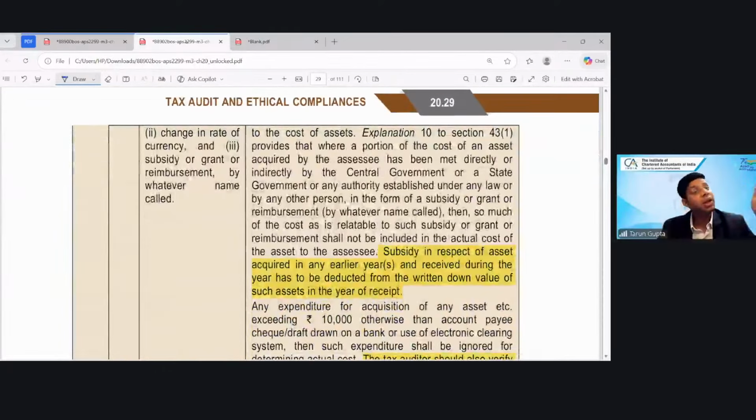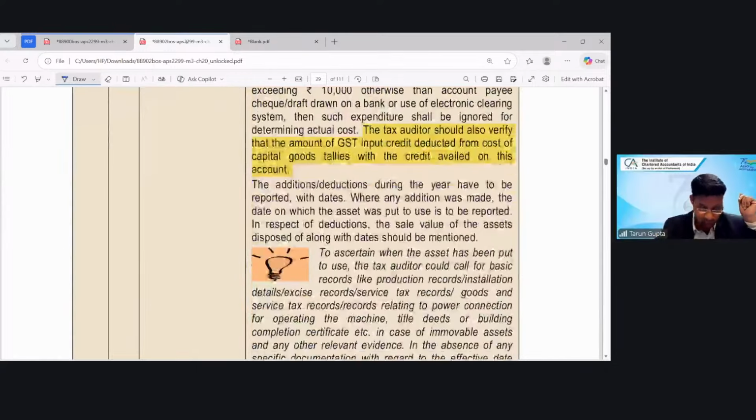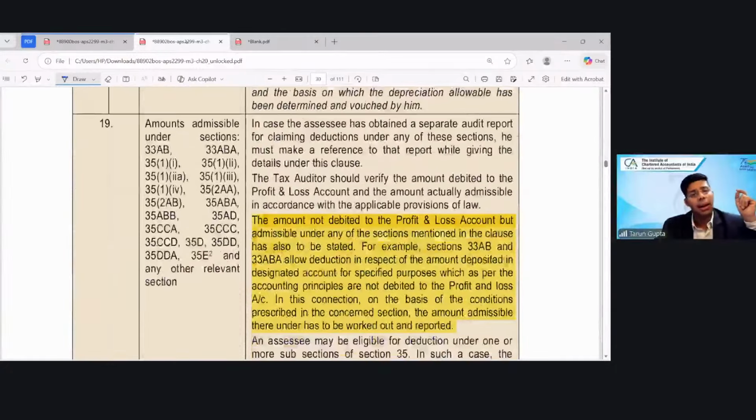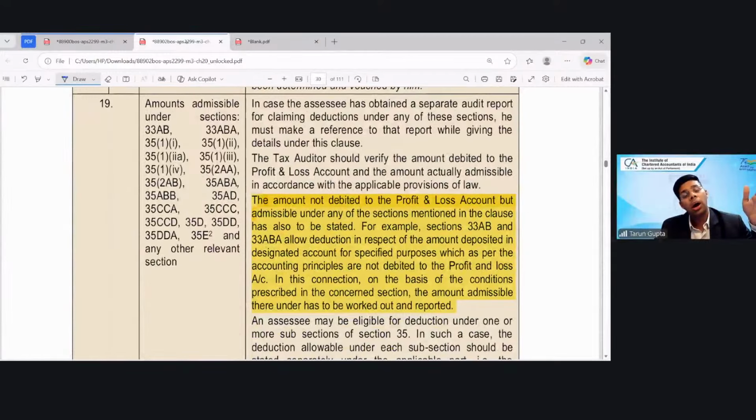While giving the addition amount, the figure of addition, you have to take care of the subsidy. When the subsidy is granted, then that amount is reduced from the actual cost of the asset. Clause 19: you have to give the amount allowed under all those sections which relate to scientific research, agricultural expenditure, the preliminary expenditure on exploration of oil, etc.